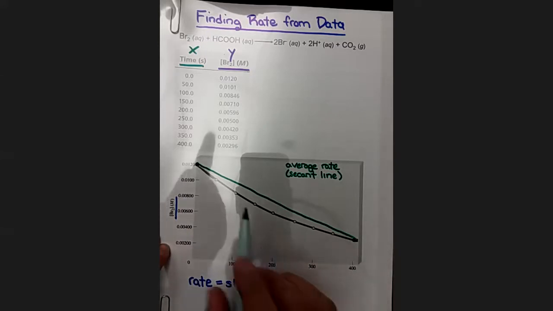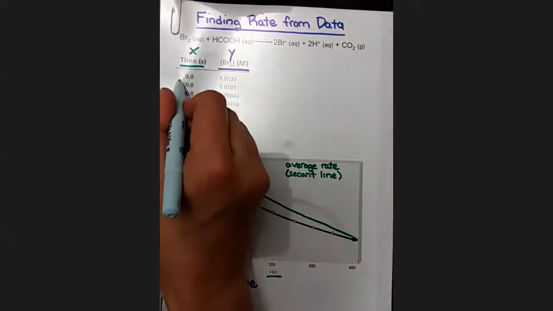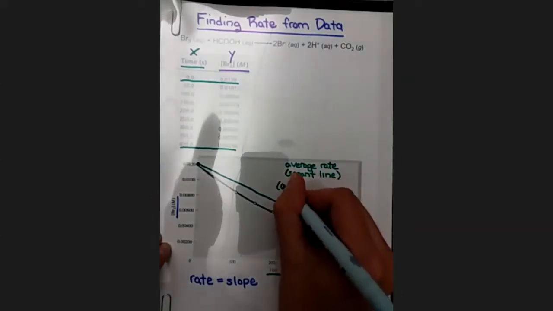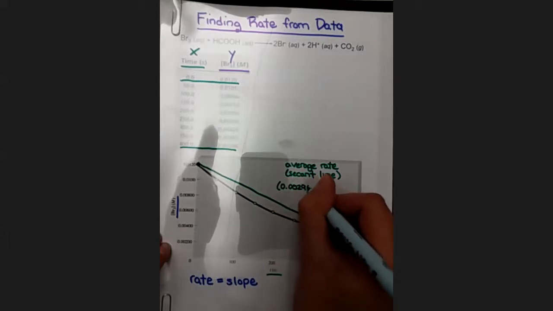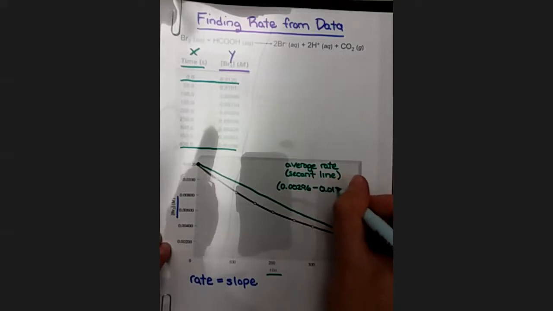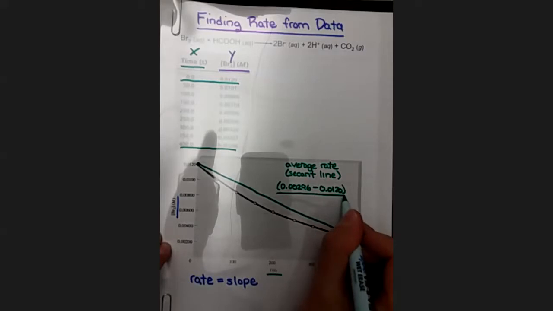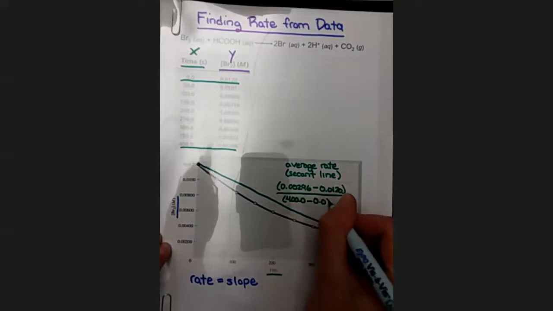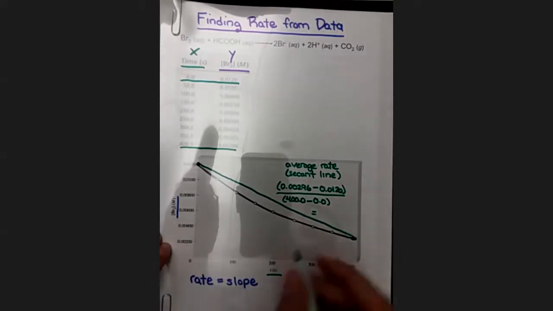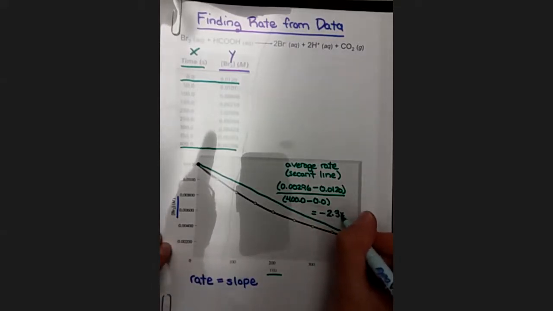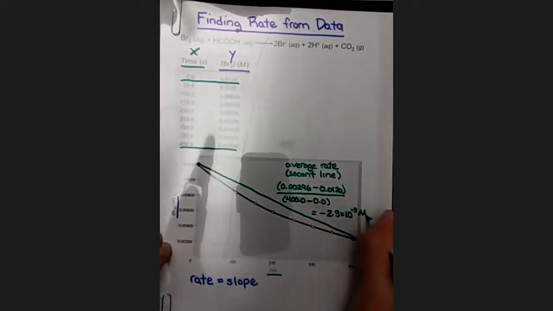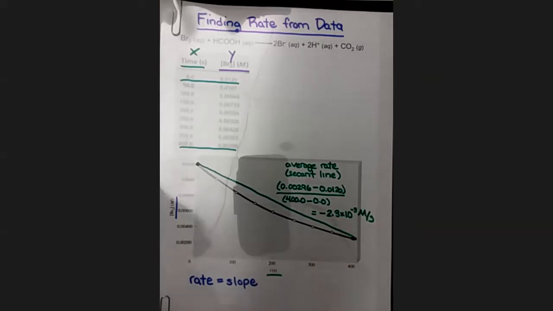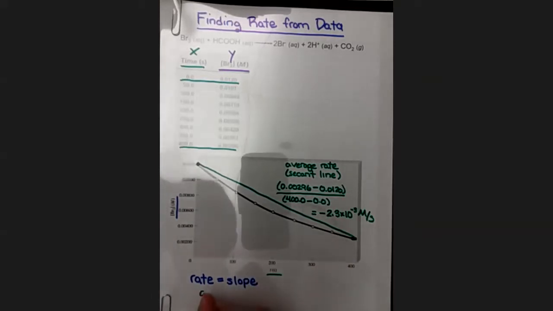So let's calculate that for this data set. So here's our last point, 400 seconds, and here's our initial point at 0 seconds. We're going to do change in concentration over change in time. So we'll do the final concentration, 0.00296, minus the initial concentration, 0.0120. And we'll divide that by the change in time. So final time, 400 seconds minus initial time, 0 seconds. If you plug that into your calculator, you should get negative 2.3 times 10 to the negative third molar per second. And don't forget the negative, because this is a negatively sloped line. Okay, so one way we can do it is the average rate.